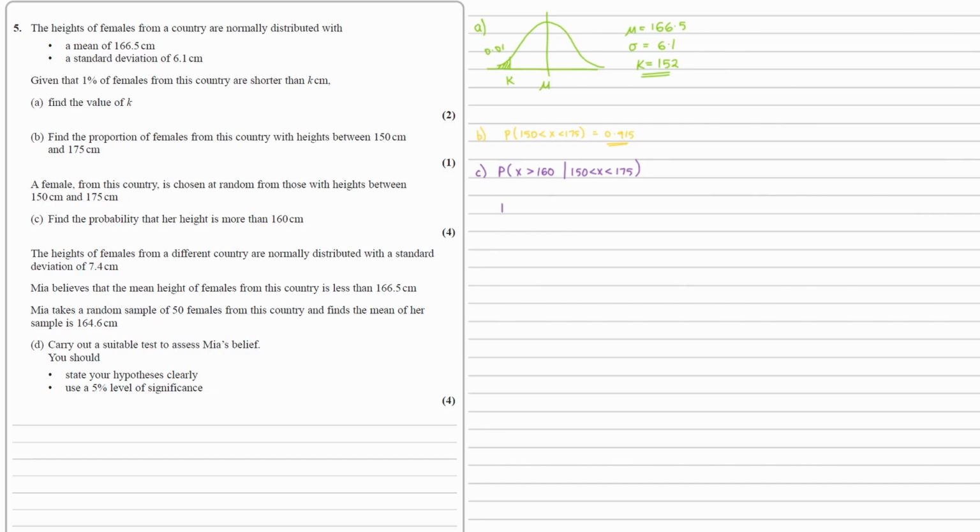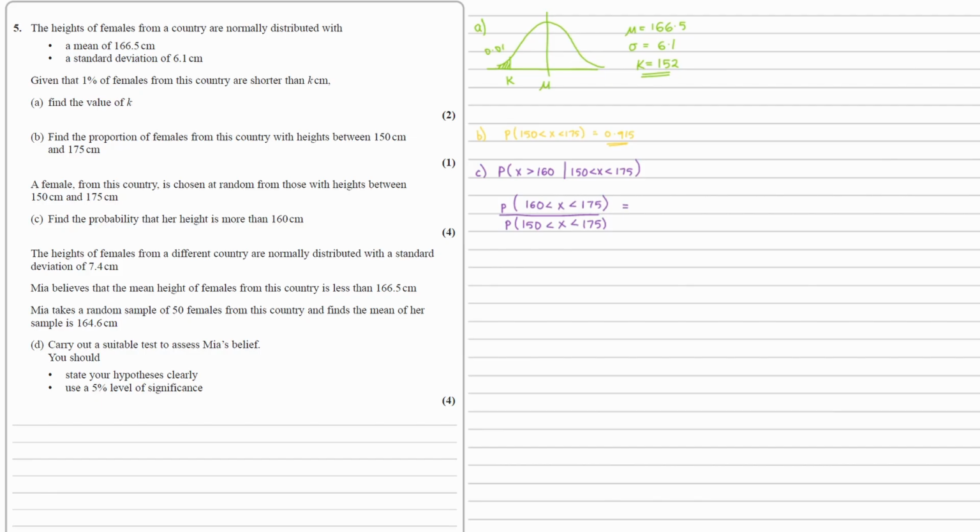So using the formula to do this, we are going to find the probability of x being between 160 and 175, because if the height is greater than 160, it can only go up to 175, and we are going to divide by the probability of the height being between 150 and 175.